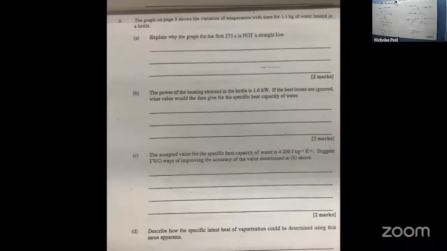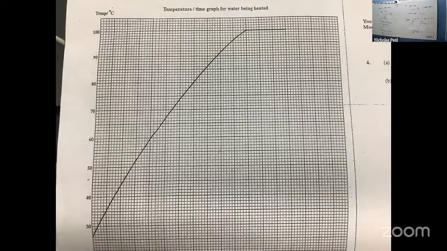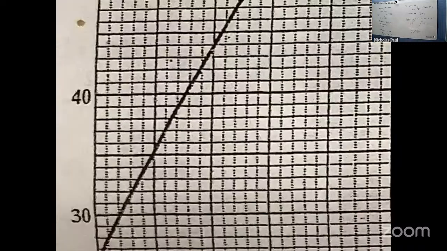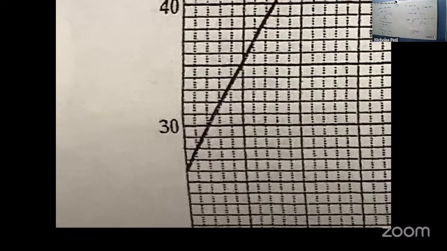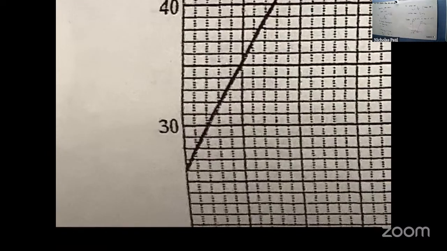This here is the graph. I know it's kind of difficult to see, but that's the graph of temperature with time of water being heated. You see the initial temperature of water? What's the initial temperature there? 26.